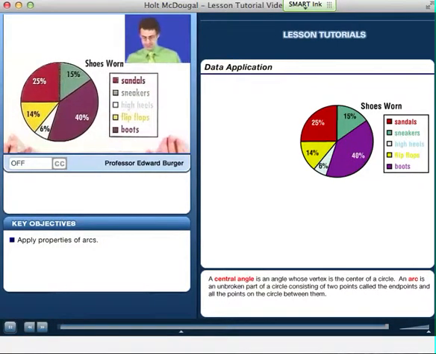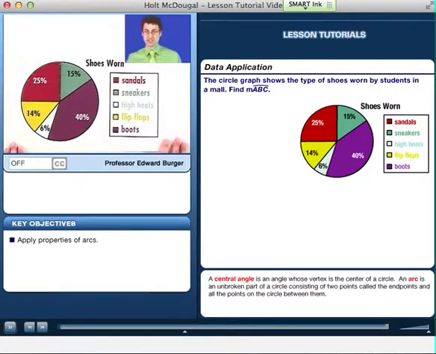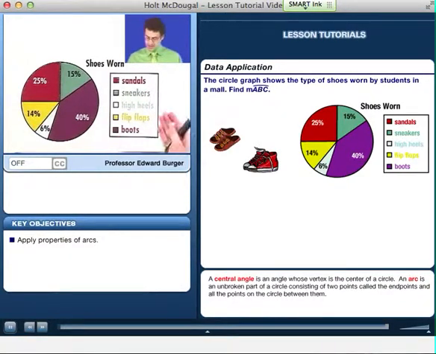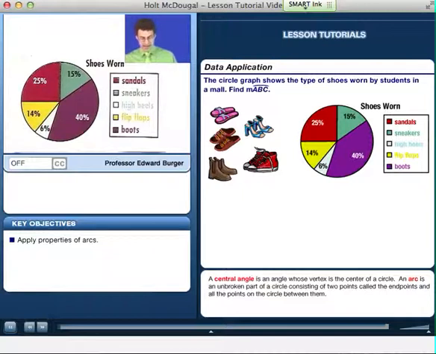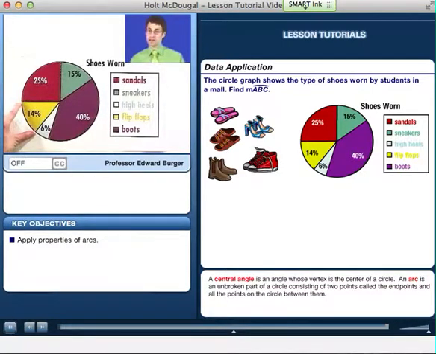Let's take a look at an example. So now here's some data. The circle that we're looking at actually represents a pie chart of some data taken looking at students walking around shopping in a mall. And the question is, what kind of shoes did the students wear? And there's sandals, sneakers, high heels, flip-flops, and boots. And I want us to find the measure of the arc generated by this piece of the circle where we see the students wearing flip-flops.